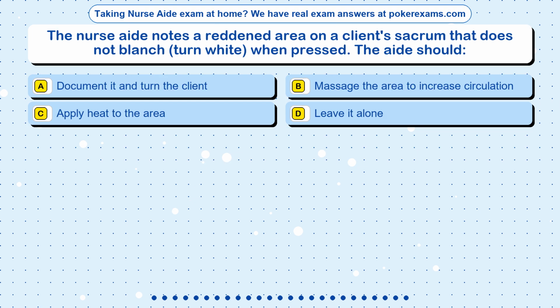Question 20. The nurse aide notes a reddened area on a client's sacrum that does not blanch, turn white, when pressed. The aide should: Option A. Document it and turn the client. Option B. Massage the area to increase circulation. Option C. Apply heat to the area. Option D. Leave it alone.